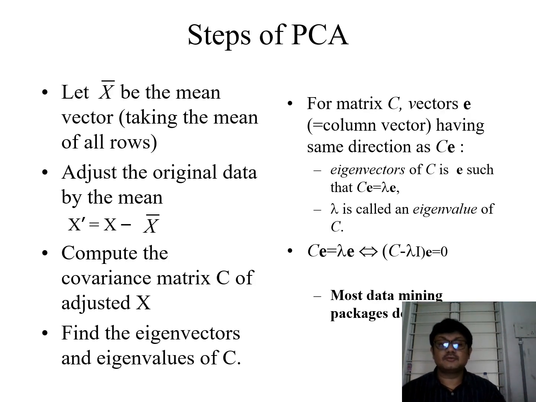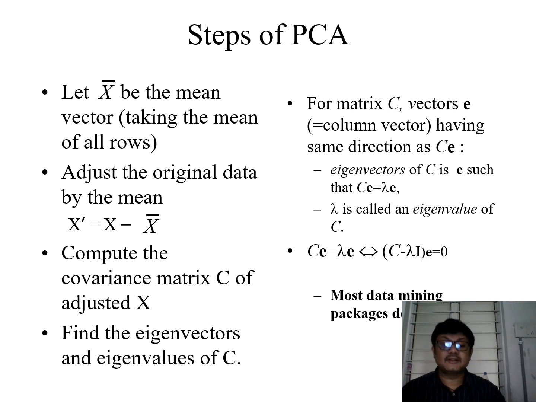So how do you calculate the steps of PCA? First, let x bar be the mean vector, taking the mean of all rows. Adjust the original data by the mean, that is the variation, x minus x bar. Compute the covariance matrix C of the adjusted x. Find the eigenvectors and eigenvalues of C.